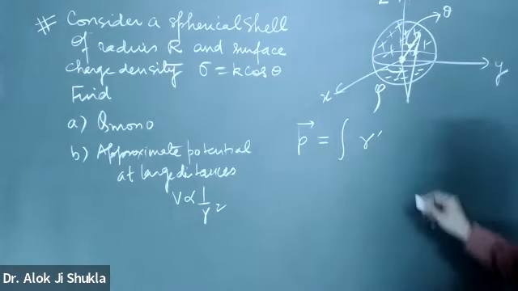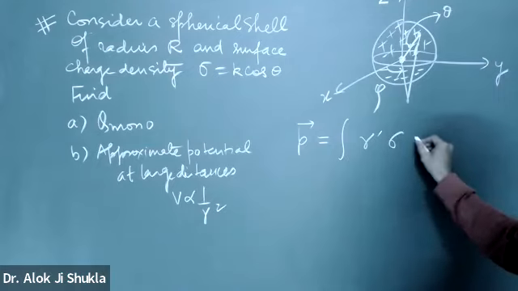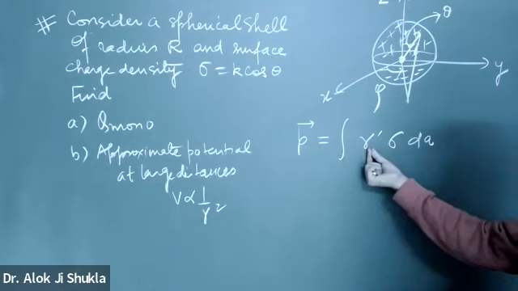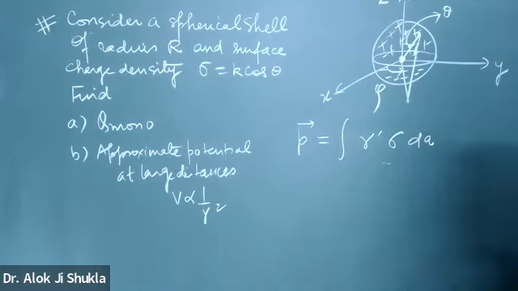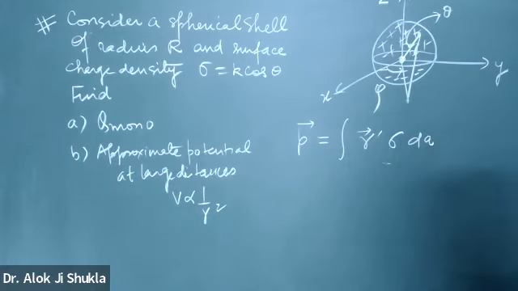Cos theta, sigma and dA. So please see it like this. Sigma dA is charge and this is distance. Dipole moment is charge into distance. This R dash is a vector. Is that okay?